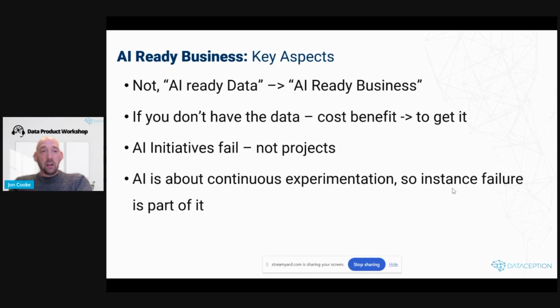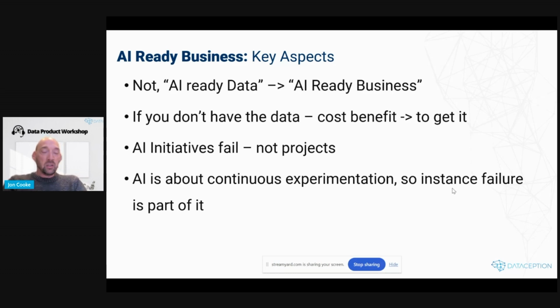So we talk about AI-ready businesses, and it's quite interesting. There's lots of talk around getting your data ready, the foundation, AI-ready data. I'm not a big fan of that term. I think I've done enough machine learning projects and AI projects to know actually there's no such thing as perfect data, and sometimes you don't have really good enough data.